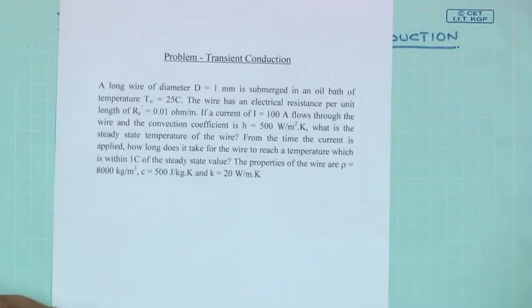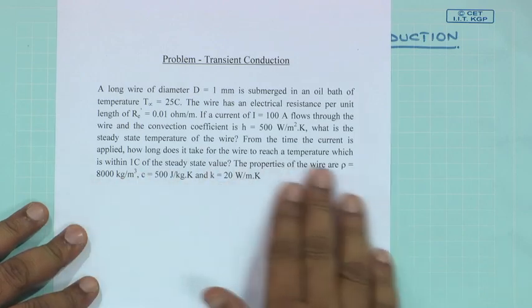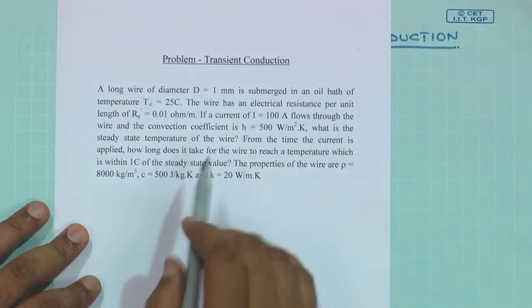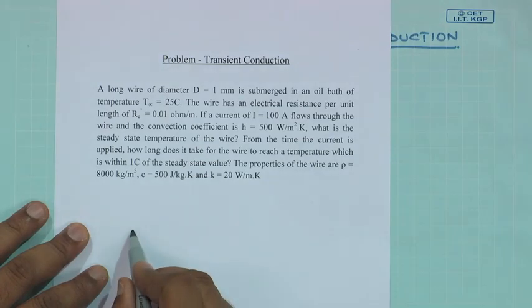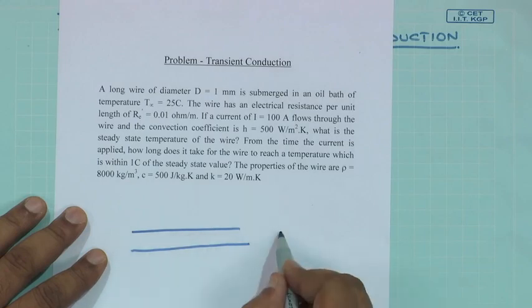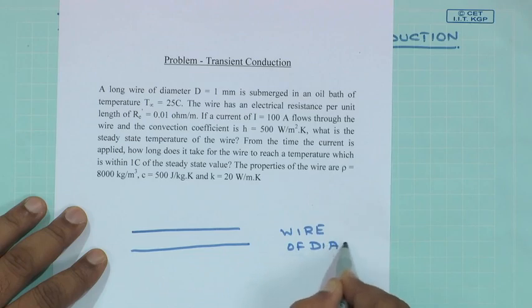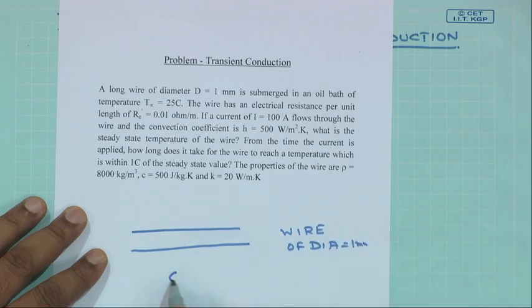So, this way the inclusion of the generation term makes the problem different than those which I have already discussed and solved. So, the first problem today, and I hope you can read this, says that a long wire of diameter d equals 1 millimeter. So, you have a wire of diameter 1 millimeter submerged in an oil bath.